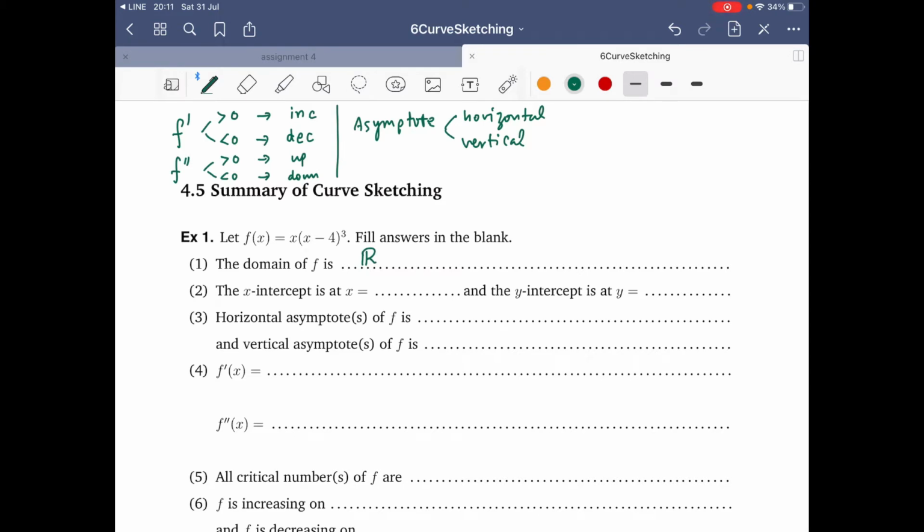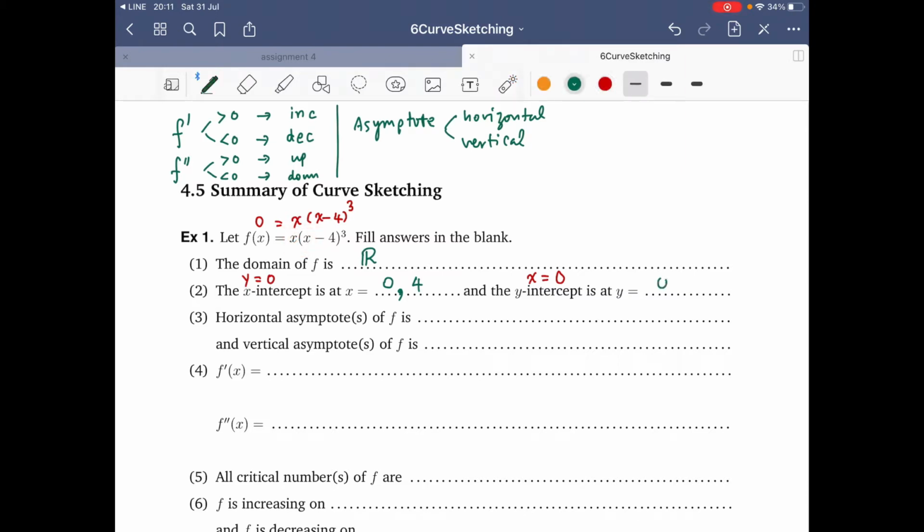The next thing that you may need to find is the x-intercept. By x-intercept, it means that you let your y equal 0 and then solve for x. So if your y is 0, you have this equation, right? So it means that your x is 0 and also 4, you see. And for the y-intercept, you are going to let your x equal 0. So if your x is 0, then immediately your y is also 0.